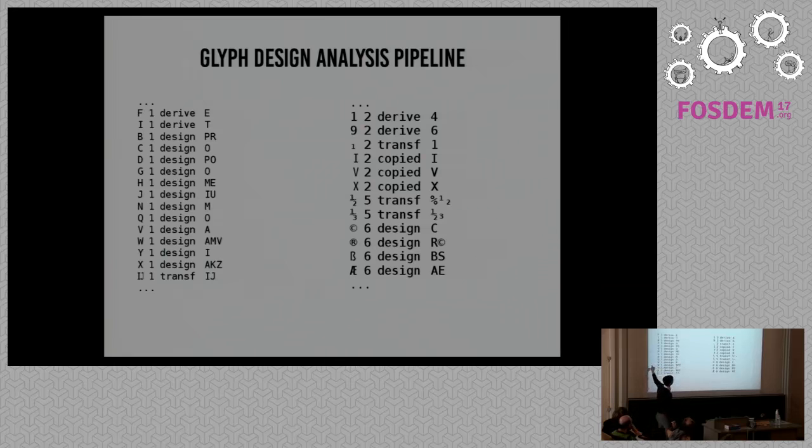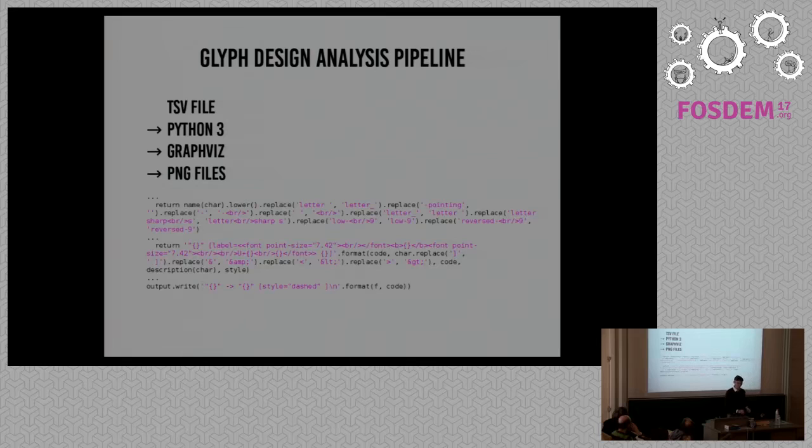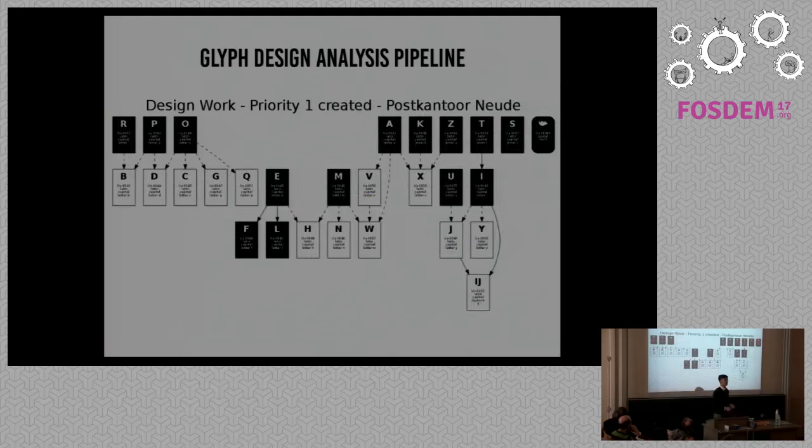And of course this is FOSDEM, so you want to see code. I processed the TSV file through Python, and with Graphviz I made some PNG files of prioritized dependencies of glyphs in order for the design of this font. And then it became much more clear how I would go about designing this font.